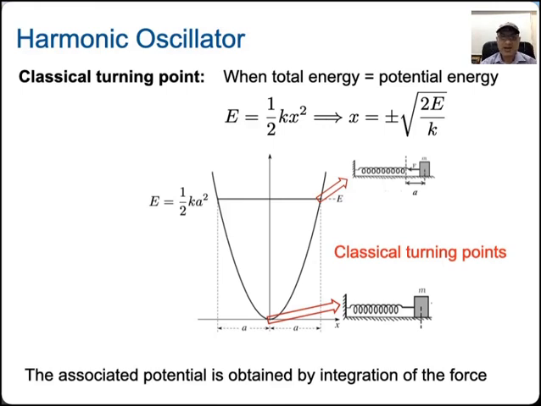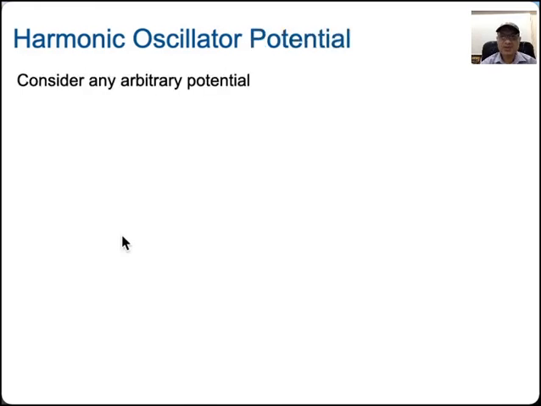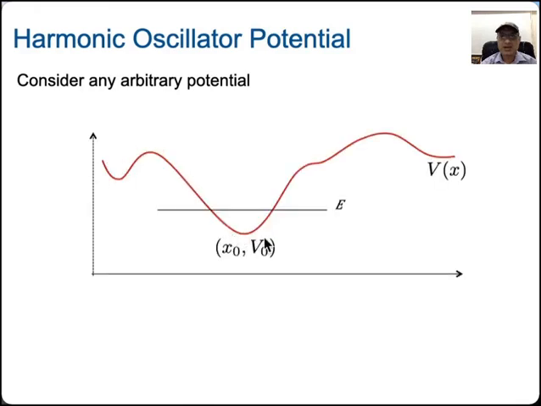But before that, let me try to motivate why we are so interested in learning the harmonic oscillator quantum mechanically. The first motivation comes from the following. Let's draw an arbitrary potential. This is an arbitrary potential along one dimension, V of x, and this is the global minimum of this potential at position x0. The value of this potential is V0, and this is some finite value E.